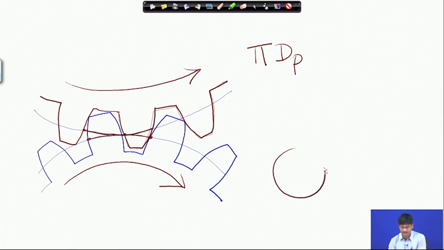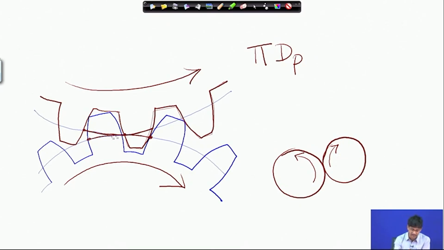So, let me draw this. If two gears are replaced by two circles rotating against each other without slip to produce the same RPM ratio as that of the two gears, in that case, those two diameters are referred to as the pitch diameters of the two gears. So, I have two gears, I replace them by drums rotating against each other without slip and producing the same RPM ratio. Then those particular diameters are called the pitch diameters of the two gears.